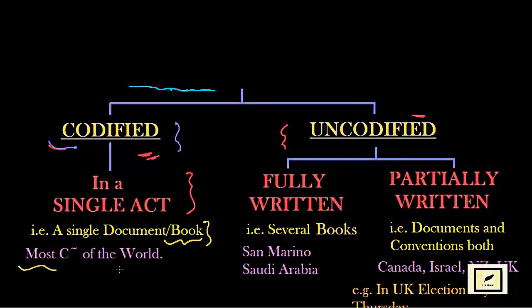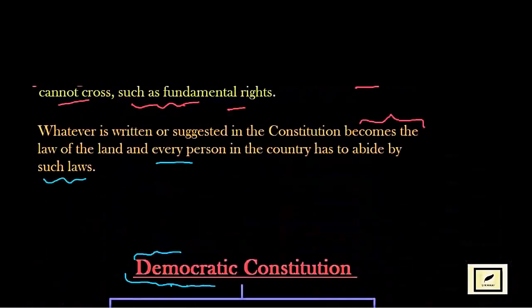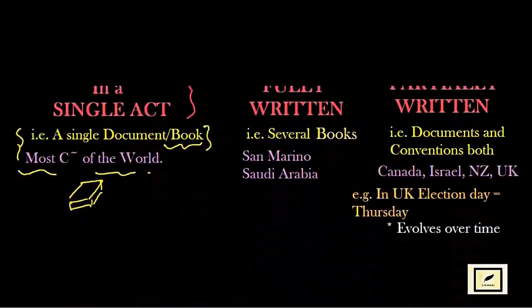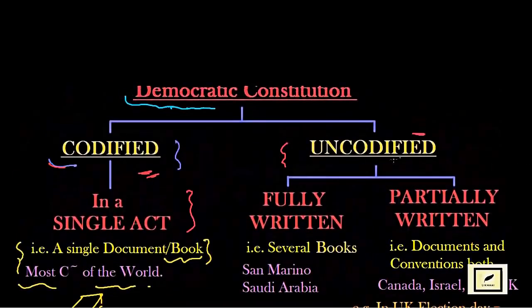Most of the countries of the world have a codified kind of constitution. So in general, we have a codified, that is a written constitution, in a single book. In a single book, as we have mentioned earlier, that the constitution is usually a document or a book. Now let's see the uncodified part.